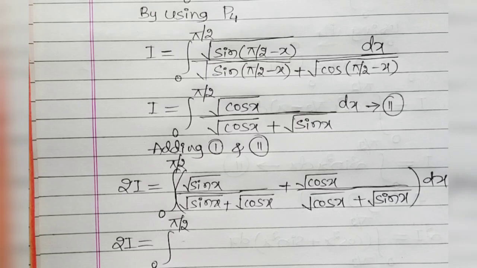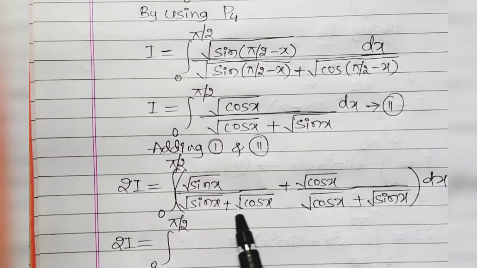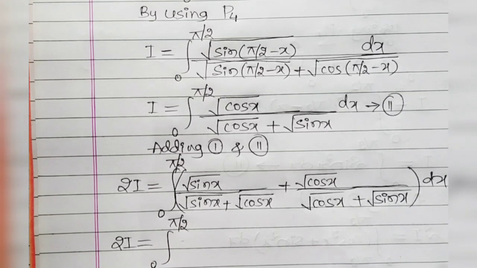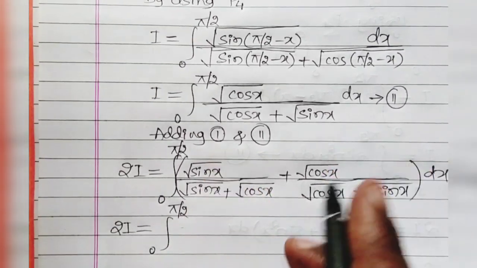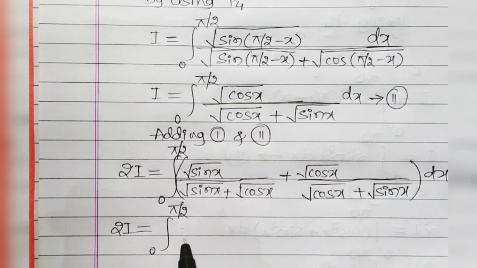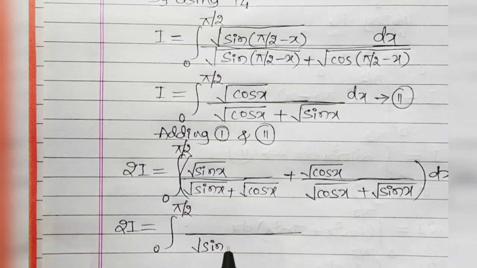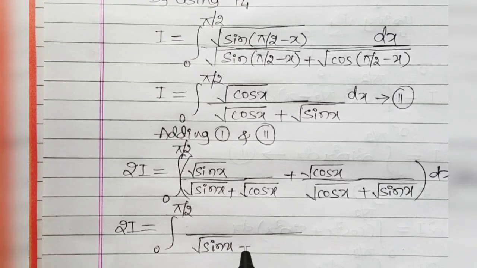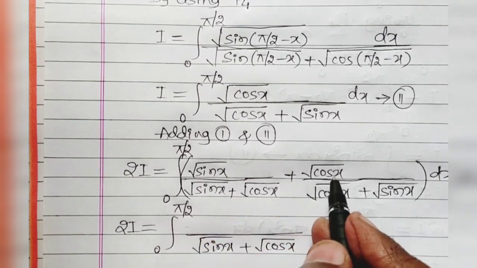So take up the LCM now. You have the same denominator, root sin x plus root cos x. Here it is root cos x plus root sin x, a plus b, and here it is b plus a, both are the same. Whenever you have the same denominator, add the numerators if there is a plus sign. In case there is a minus sign, we have to subtract the numerators. It is root sin x plus root cos x, and then these two will be added up.